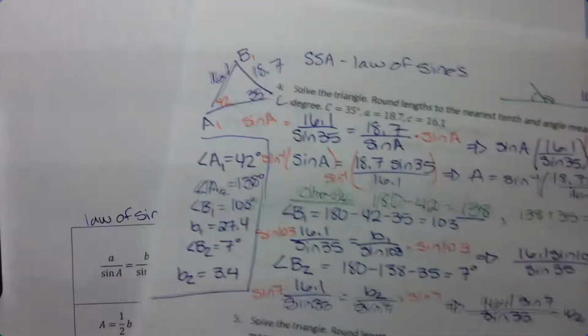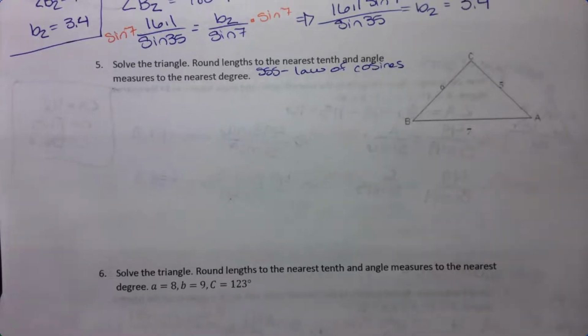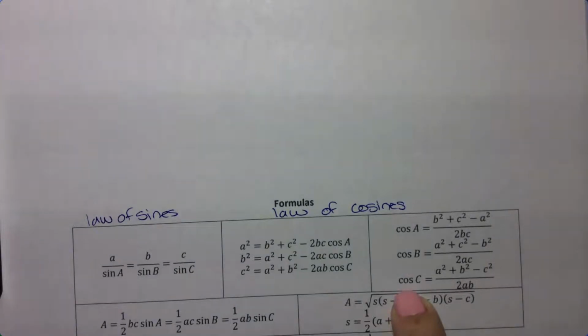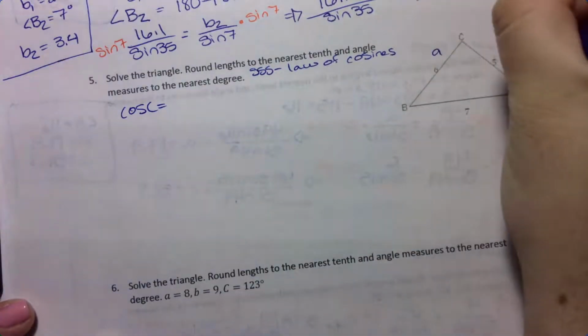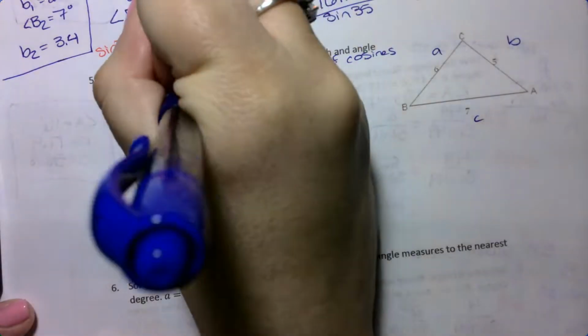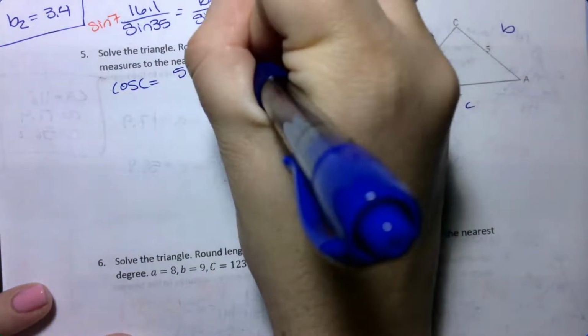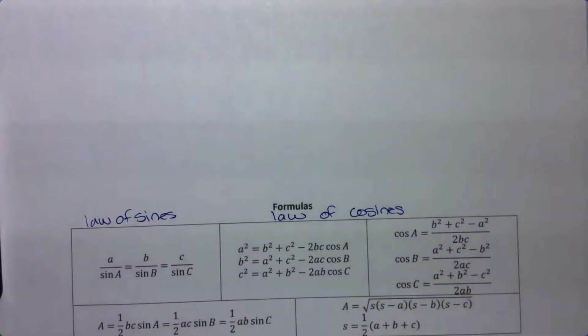If I'm searching for an angle, let me get back to my picture and see what my largest side was. My largest side here was 7, so that is across from angle C. I'm searching for an angle, so I'm going to use the cosine of C formula down here. So that is going to be a squared plus b squared. So remember, this is a, this is b, and this is c. So I have 5 squared plus 6 squared minus c squared over 2 times a times b.